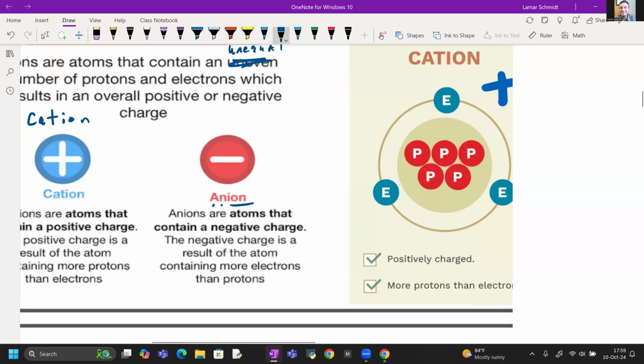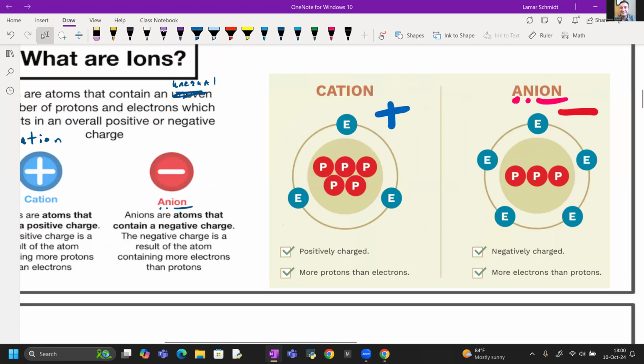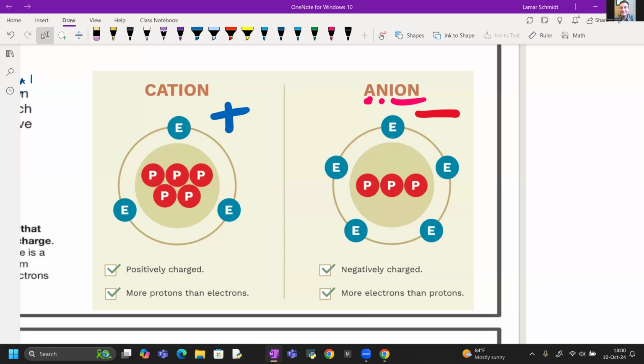And here I have a graphic that shows us the same condition. So we have a cation. Here we see that it has 5 protons, 3 electrons. So actually this would end up with a 2+ charge. Here we see 3 protons, 5 electrons. This would actually end up with a 2- charge.